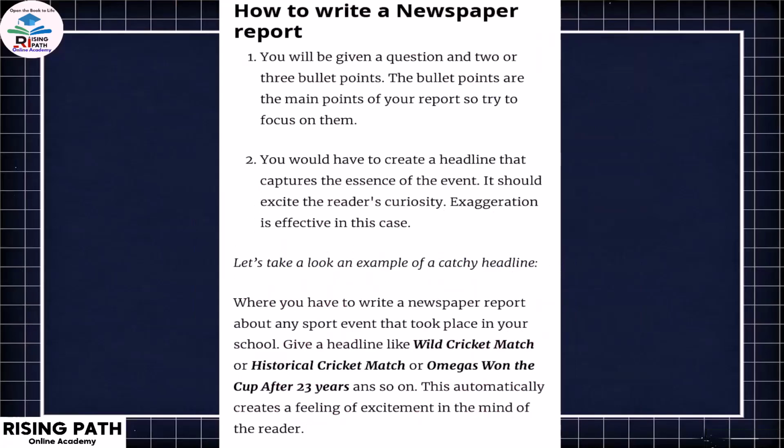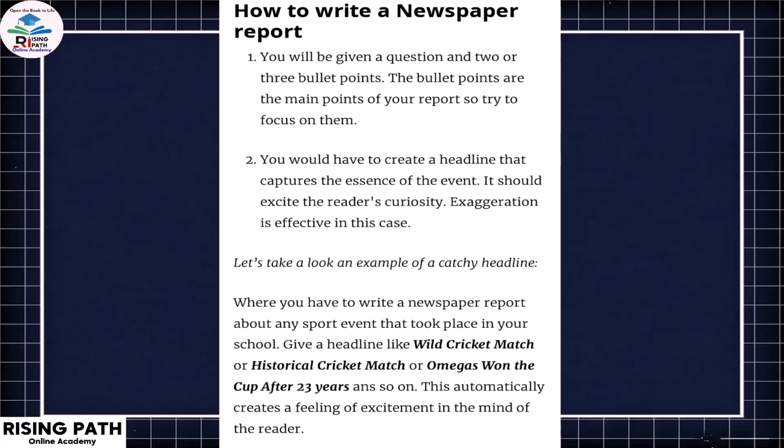But when it comes to our question in directed writing, we have to abide by certain rules and regulations. How to write a newspaper report for our examination. You will be given a question and 2 or 3 bullet points. As we all know, this is the task, and the two bullet points are given. The bullet points are the main points of your report, so try to focus on them.